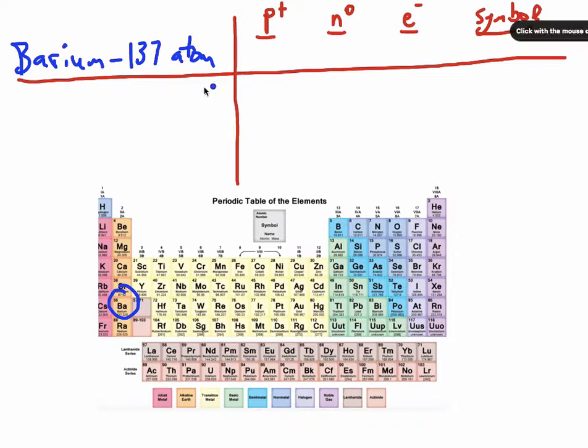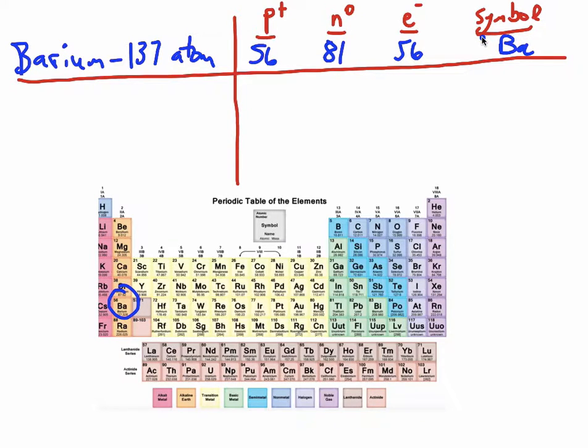Okay, let's do what we can do very quickly. Barium has 56 protons, and when it's in its atom form, that means it's neutral. So it also has 56 electrons, and 137 is the protons plus the neutrons. So 137 minus 56 is 81, and that is the number of neutrons. And the symbol here is just going to be Ba. We assume it's got a neutral charge.